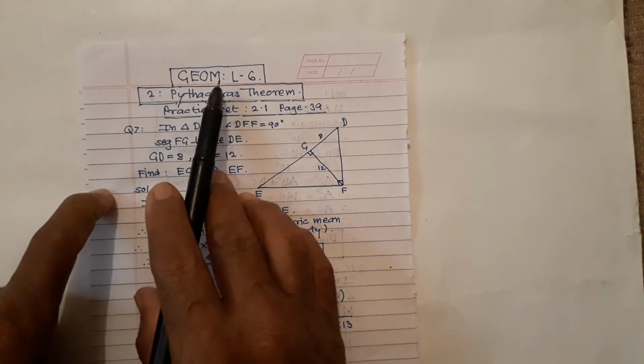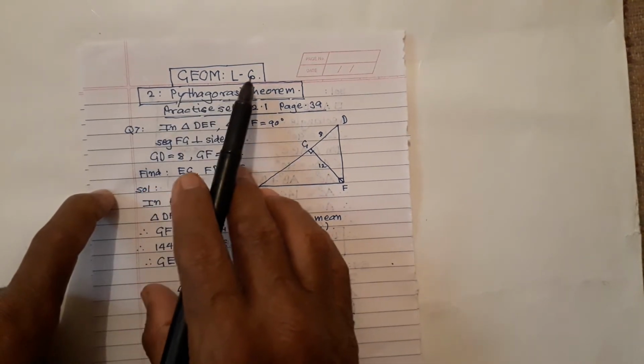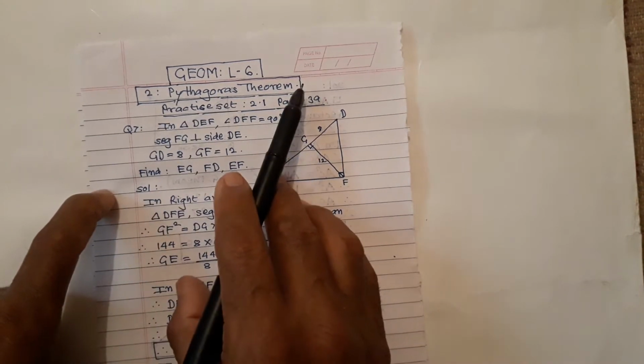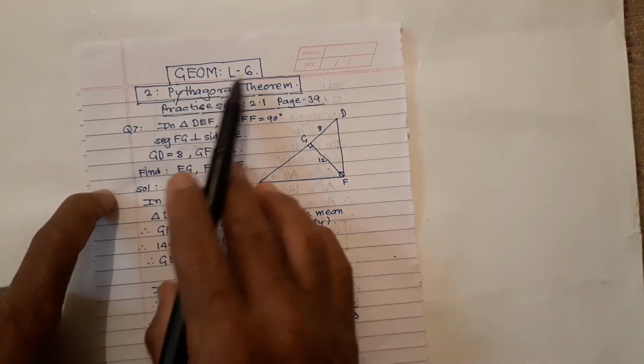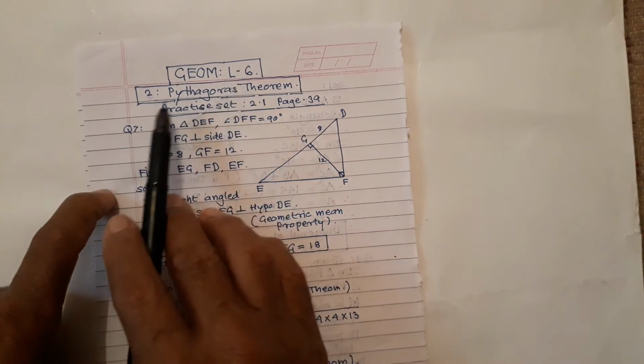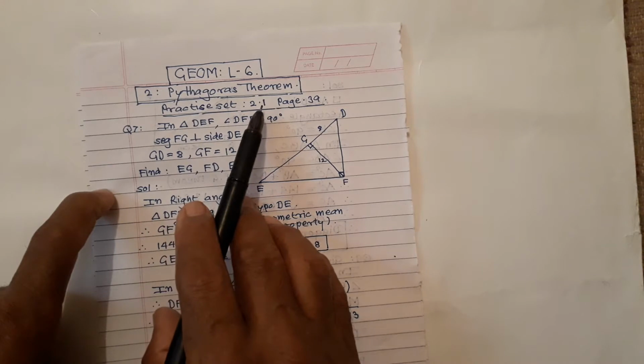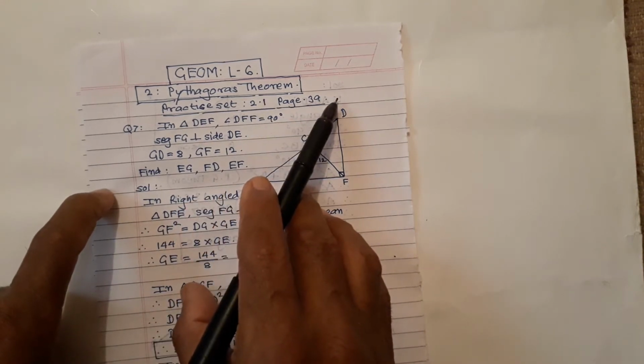Hello, my dear student. Geometry lecture number 6, chapter number 2, Pythagoras theorem. In this lecture, I am going to explain some more examples from set 2.1, page number 39.